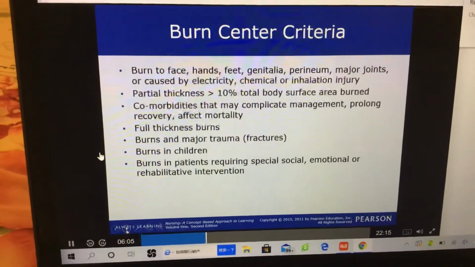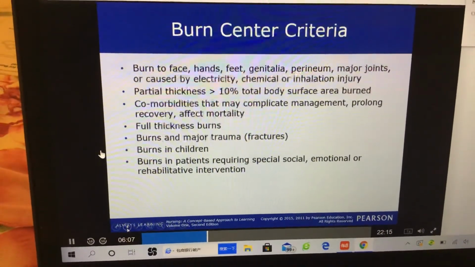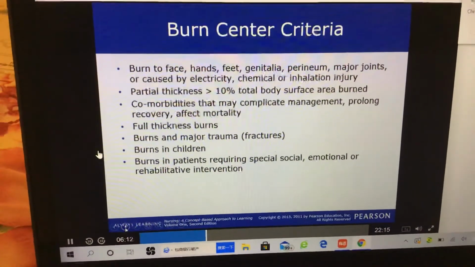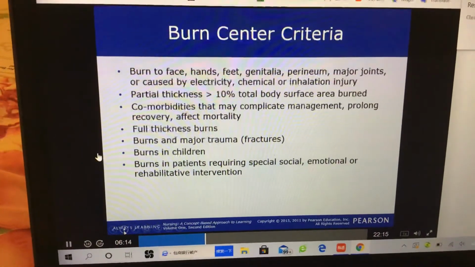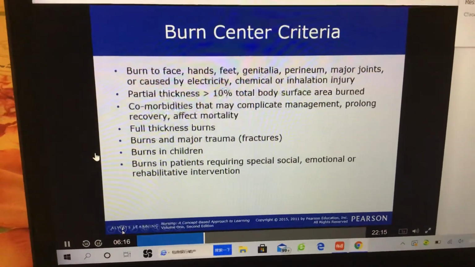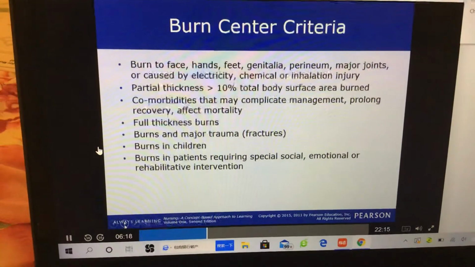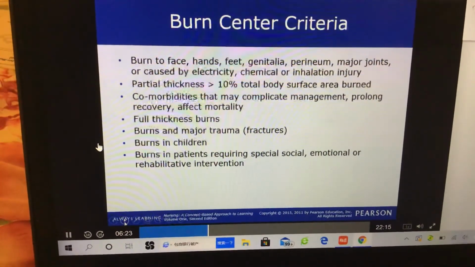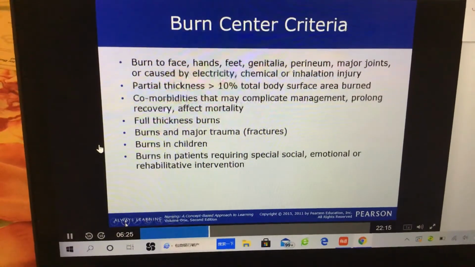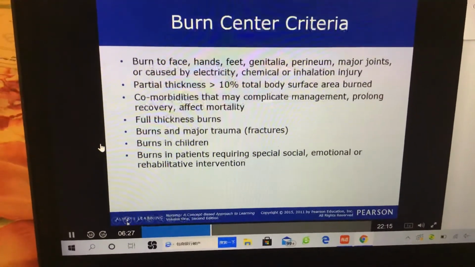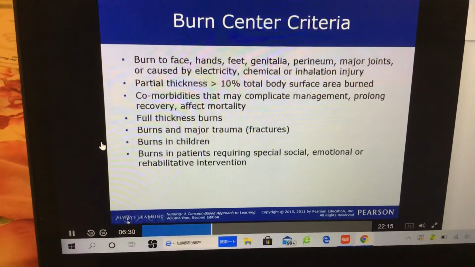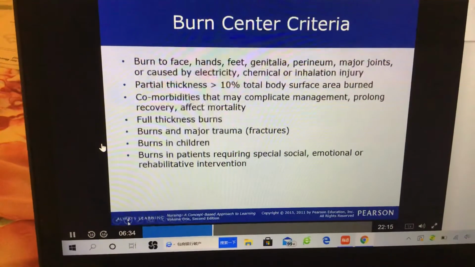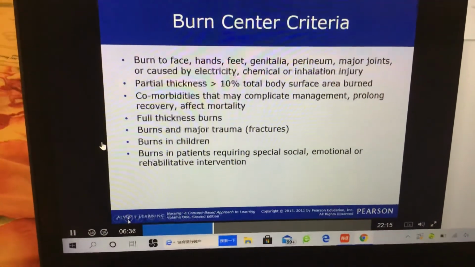This is some of the criteria for referring a patient to a burn center. If a patient sustains a burn to the face, hands, feet, genitalia, perineum, major joints, or if the burn is caused by electricity, chemical, or an inhalation injury, these patients should be referred to a burn center. Any kind of partial thickness burn or greater that is greater than 10% total body surface area.